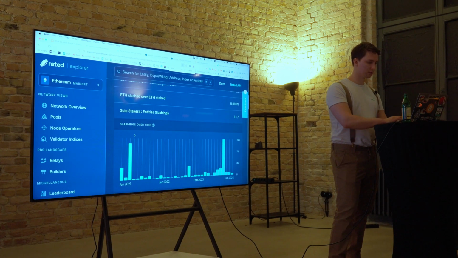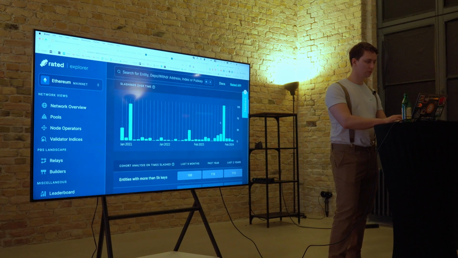So this is slashings over time. I guess this is weekly? No, it's always hard to tell. Yeah, this is monthly. So this month there have been 4 validators slashed. Last month there were 8, 106. So that was probably one of the big ones.